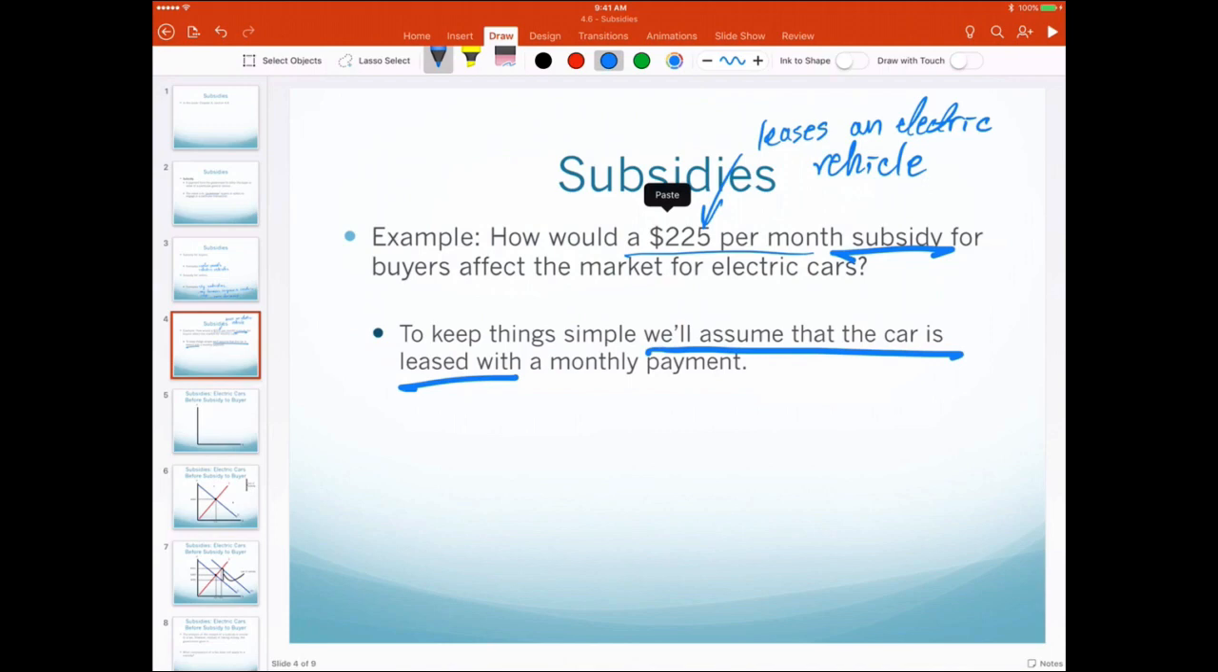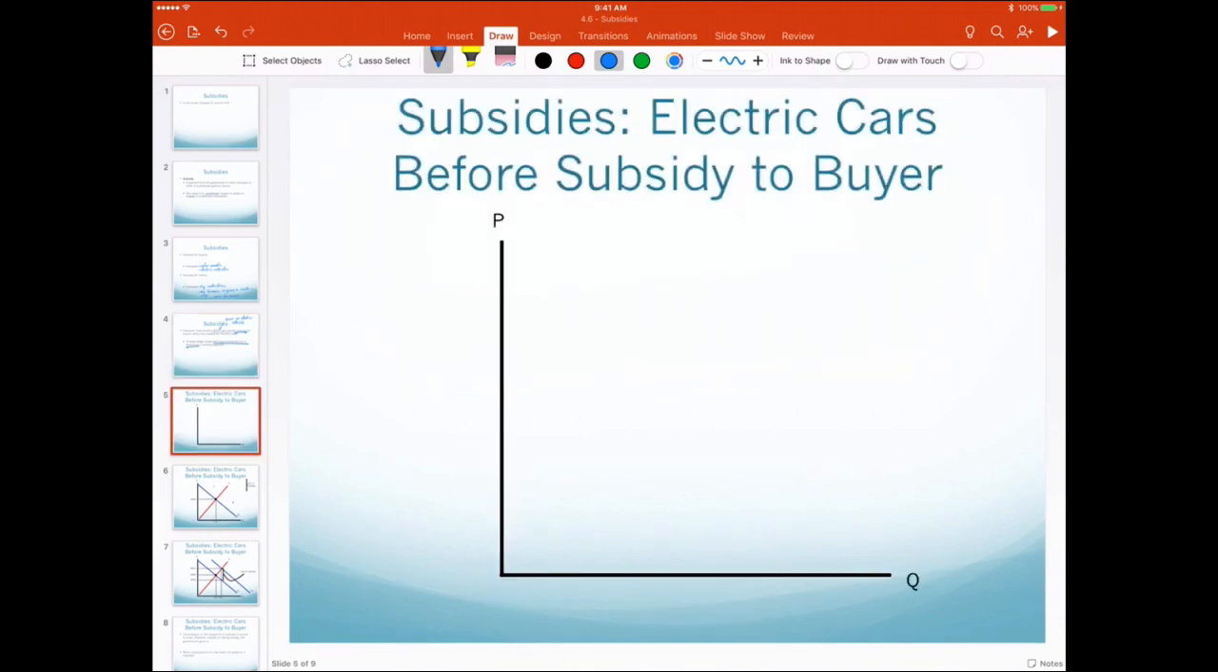Okay? All right, so let's graph this. Again, start with our regular axes. Make sure you label quantity down here and price up here. Okay? And go ahead, right? This is going to be our market for electric cars. Okay? So go ahead and draw in the usual supply and demand curves. Okay? So go ahead and draw in your demand curve like so.